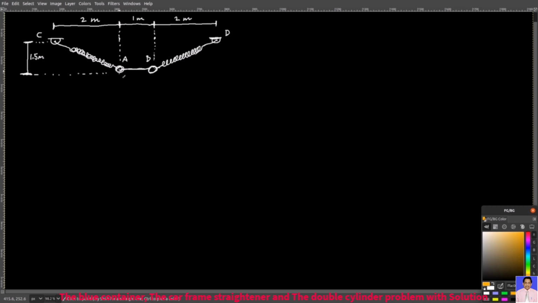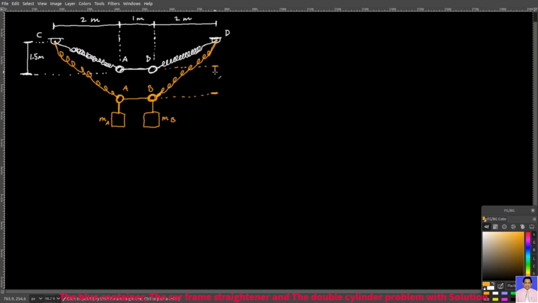And then what I will do is the following. I'm going to place two cylinders here that have masses MA and MB. If I do that, then these two rings connected by this cable, together with these cylinders, they will go down, meaning that these two springs will be stretched. And then vertically, these rings will go down by 0.5 meters.